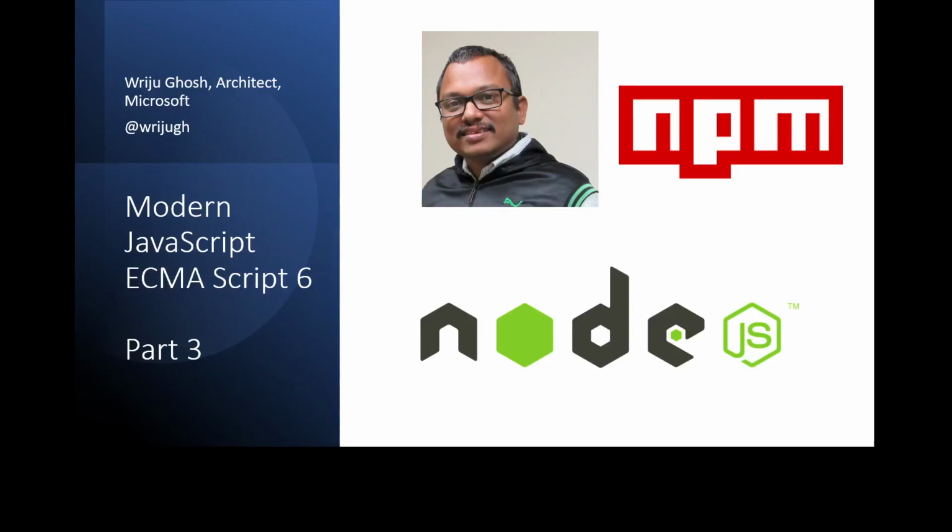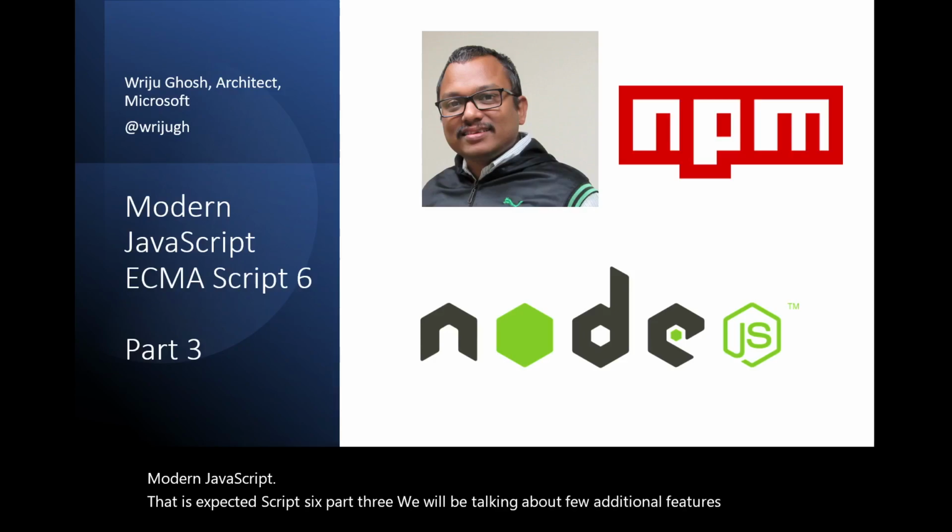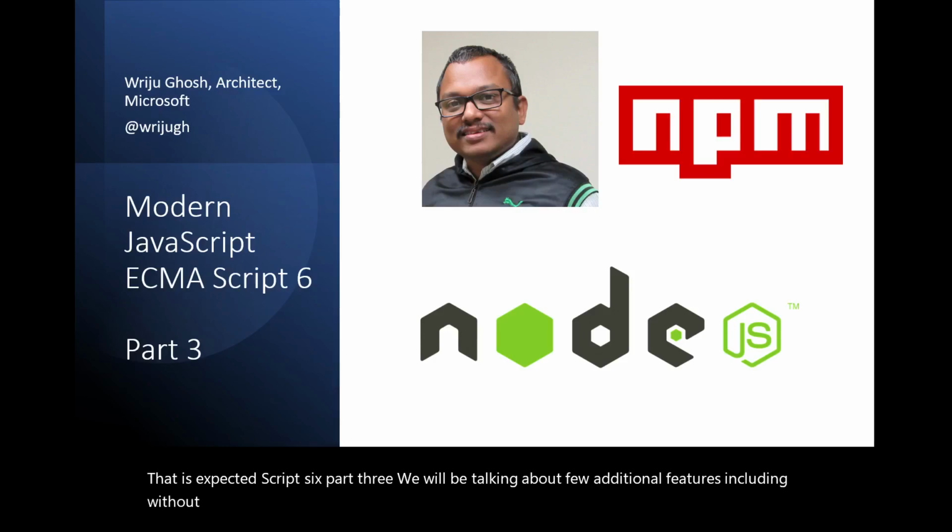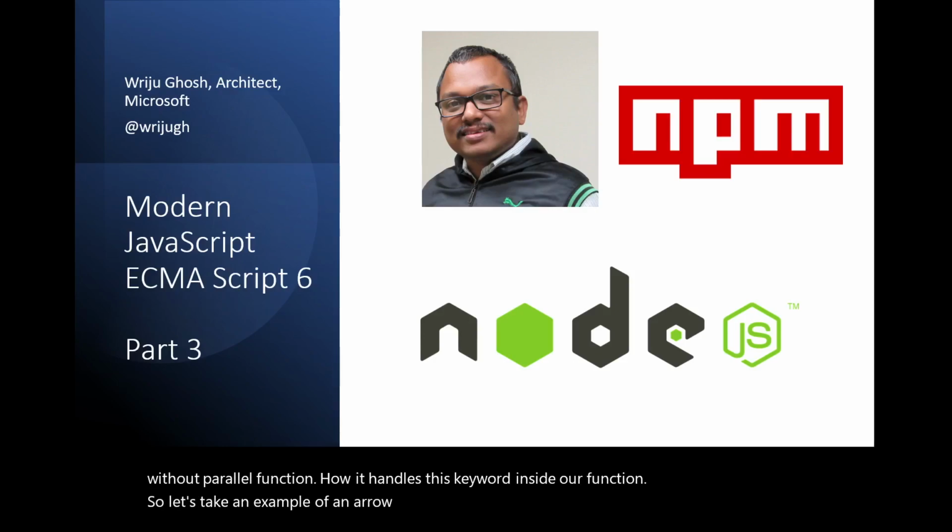Modern JavaScript, that is ECMAScript 6, Part 3. We will be talking about a few additional features, including a bit of arrow function, and how it handles the this keyword inside an arrow function. So let's take an example of an arrow function with the this keyword.